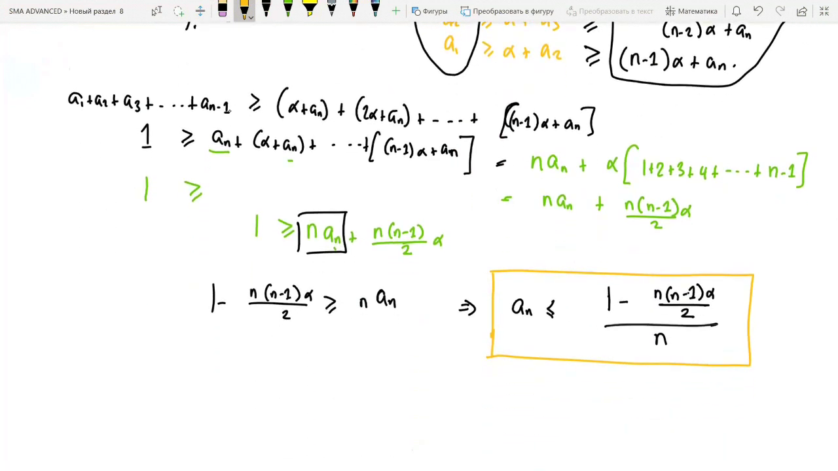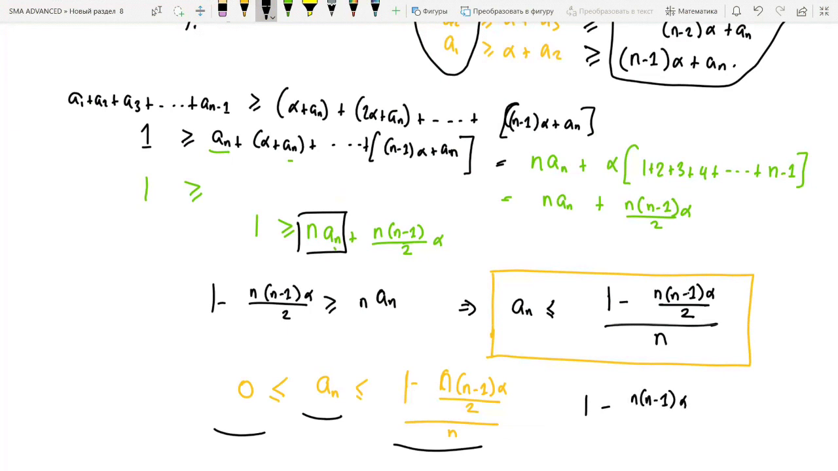But here we have an upper bound of an, and we have a natural lower bound of an based on what we're given in the question. So we have that 0 is at most an, which is at most (1 minus (n minus 1) n alpha over 2) over n. We can skip the middle term out, and it should imply that this is greater than or equal to 0. So we should have that (1 minus (n minus 1) n alpha over 2) over n should be greater than or equal to 0. We can multiply both sides by n and we get that this is true.